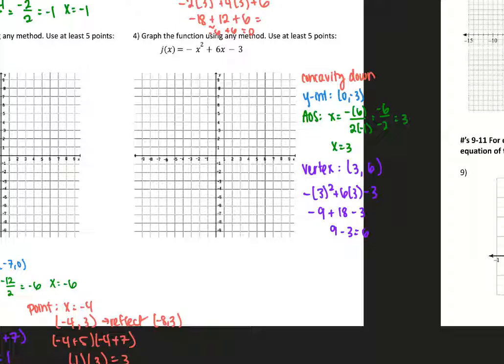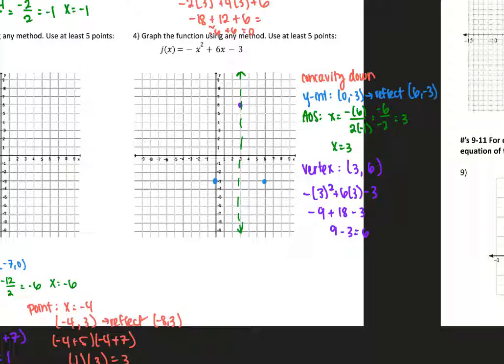All right, so let's go ahead and graph those points. So (3, 6). And now we're going to plot our y-intercept. And we can actually reflect that over. It's going to give me the symmetric point here. The coordinates of that point is going to be (6, -3).